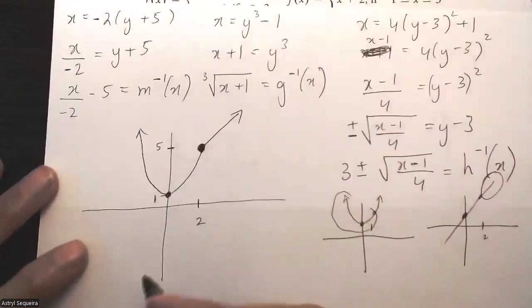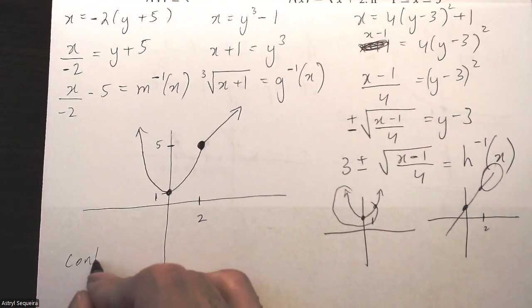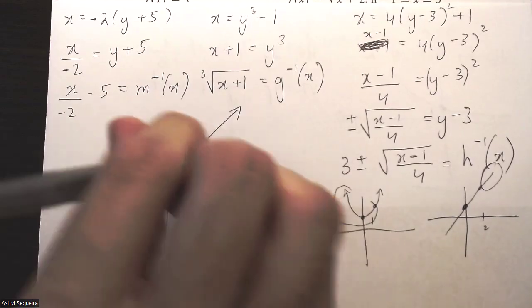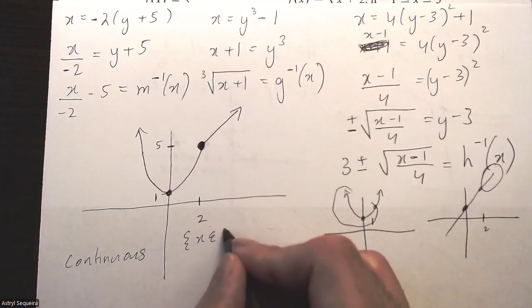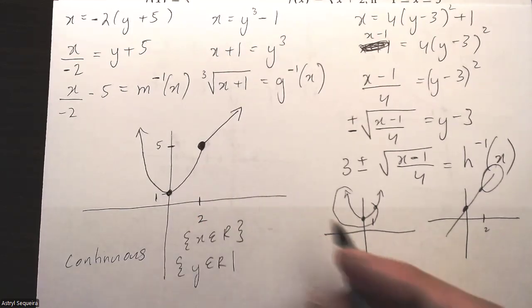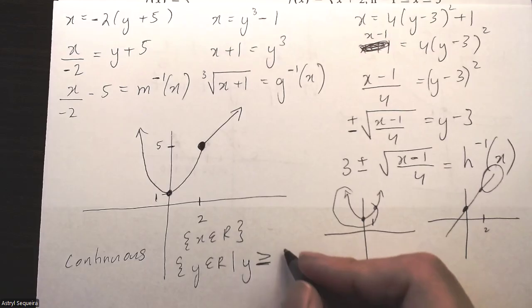This function is continuous because there are no discontinuities anywhere. The domain, it goes to the left forever, it goes to the right forever. There are no gaps in between. So domain is x is an element of all real numbers. Range is y is an element of all real numbers, such that y is greater than or equal to 1.